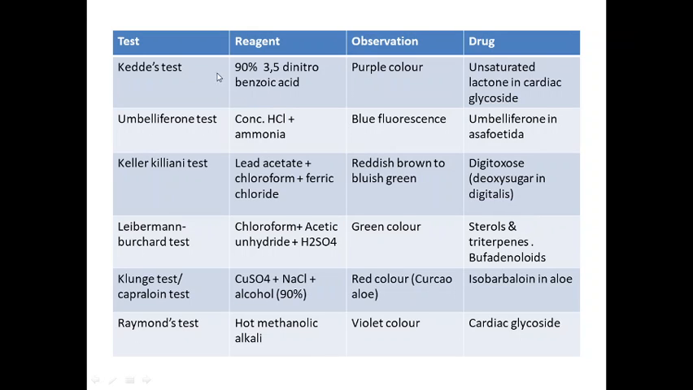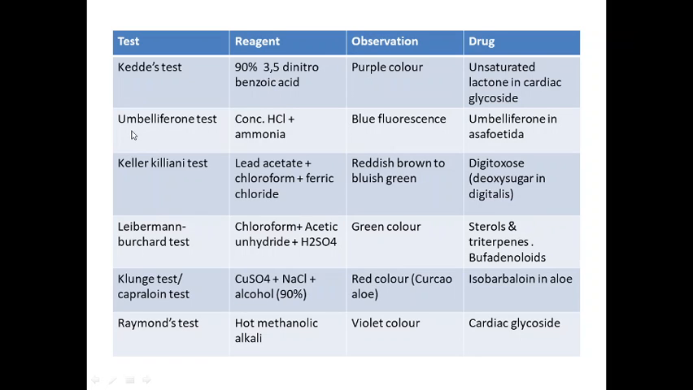Next, see the Kedde test, which uses 90% 3,5-dinitrobenzoic acid, and it is used for the identification of unsaturated lactone ring in cardiac glycosides. The digitalis glycosides contain the unsaturated lactone ring attached to the steroidal nucleus, and this lactone ring is identified using Kedde test, which shows the purple color in presence of reagent.